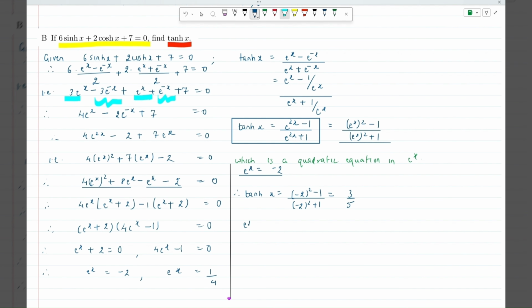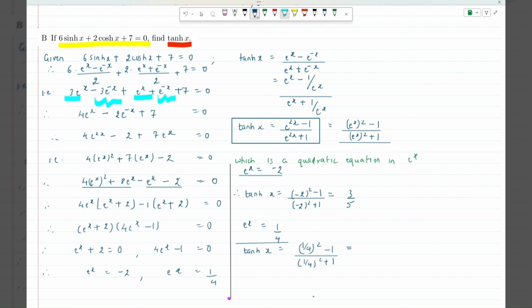And if e raised to x is taking the value 1 over 4, then in that case the value of tanh of x is going to be (1 over 4) square minus 1 divided by (1 over 4) squared plus 1.